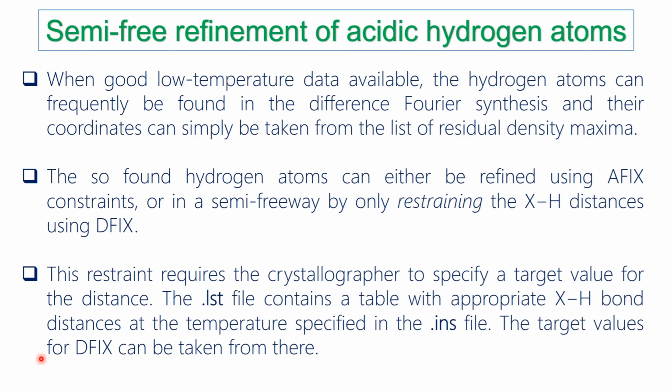This restraint requires the crystallographer to specify a target value for the distance. The target value can be found in the .lst file, with appropriate excess bond distances at the temperature specified in the .ins file. So it is very important to specify the temperature of data collection in the .ins file during the crystal structure refinement. As we know, bond lengths fluctuate with the temperature. The target values of DFIX can be taken from there, from the .lst file.